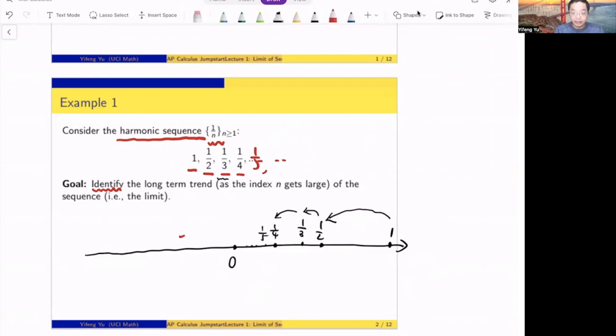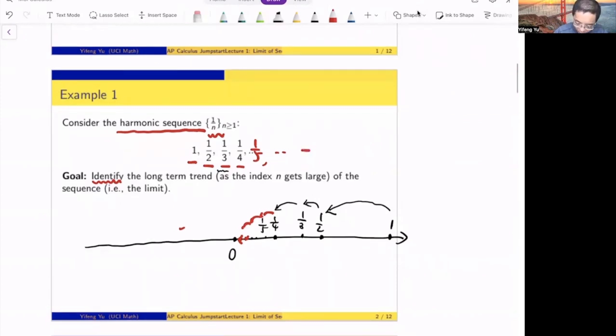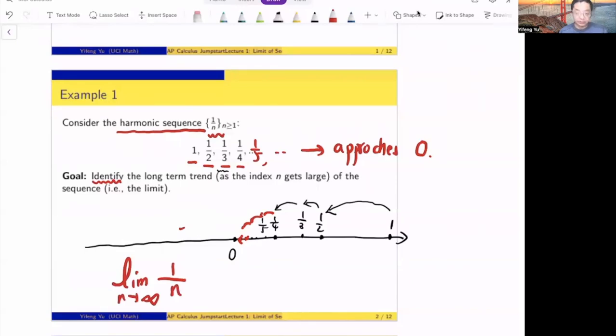Now when you look at the sequence, it's kind of clear. Eventually, all the numbers are positive, but meanwhile, they approach the number 0. So here, what we have is a decreasing sequence, and in the long run, the sequence approaches the number 0. And then we say the limit is 0. We define the limit as n goes to infinity. So as the index gets larger, the whole sequence approaches, or we say tends to, the number 0. And this we call the limit. And this is how we write it.